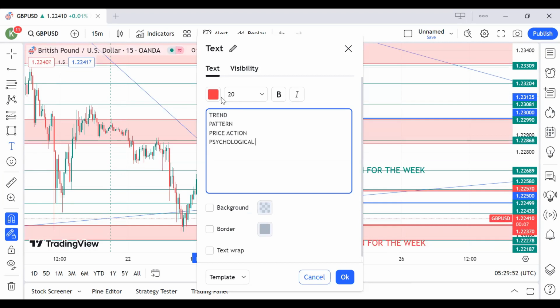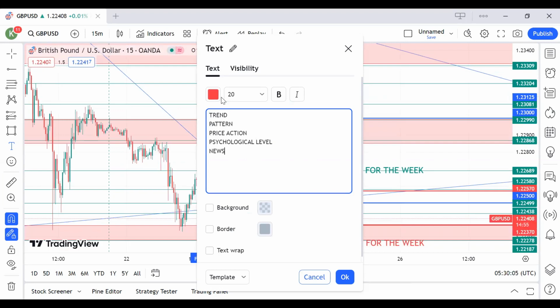Psychological levels. Then I already said news. Pay attention to news, so you don't make entries when there is news. So you can use these five confluences. You could also say region.